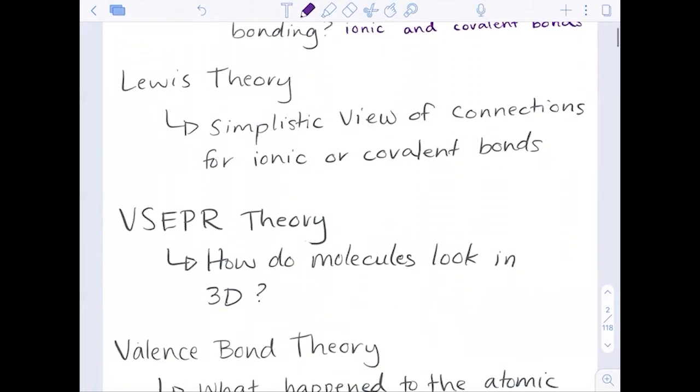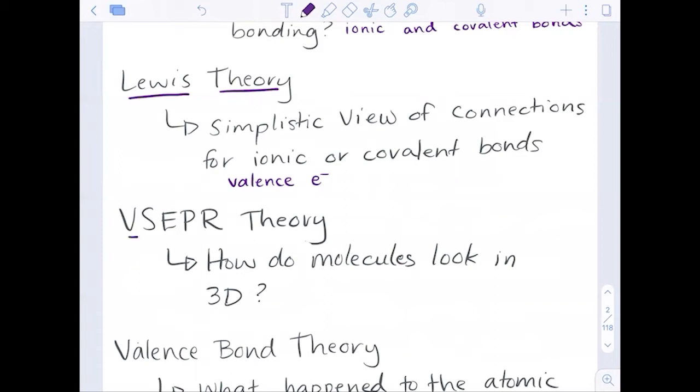With Lewis theory, when we talked about Lewis atoms and when we talked about Lewis structures, it's a very simplistic view of the connections for ionic and covalent bonds. It tells you who's connected to who and how are they basically connected, single bond, double bond, triple bond, things like that. Again, focusing on valence electrons as they are the electrons that go into reactivity, ignoring the core electrons.